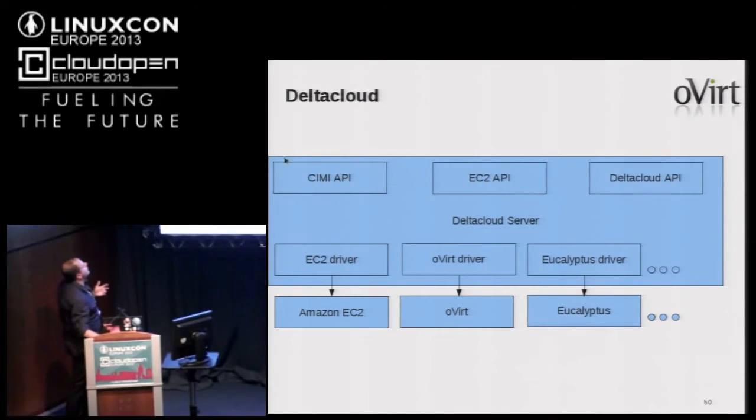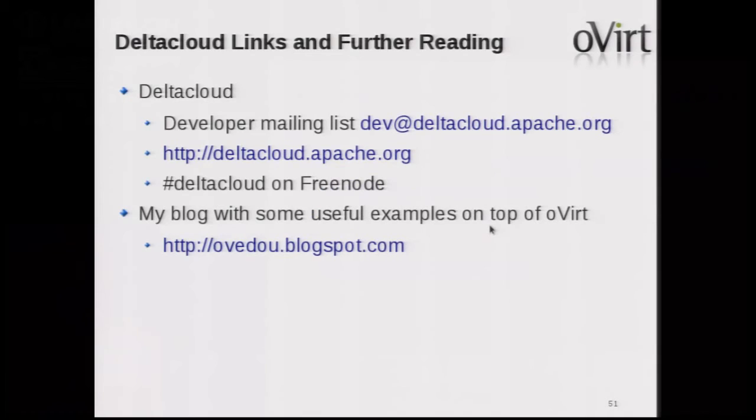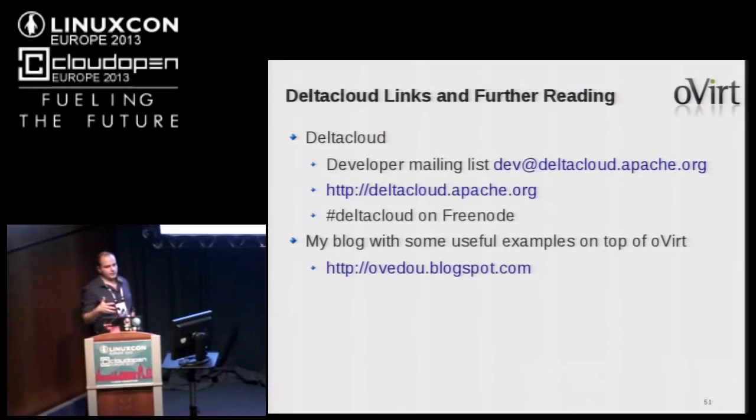So these are the APIs that are exposed, and inside the Delta Cloud servers, you have different drivers that know how to talk to different cloud providers. I won't go into any further details. If it interests you, if you already work with a specific environment that has support for the EC2 API and would like to work with oVirt as well, you can check it out and see if it fits you. Again, the protocol support is not complete yet.